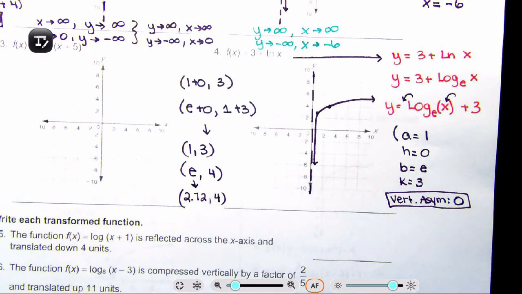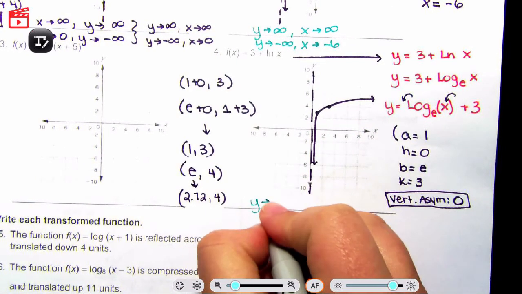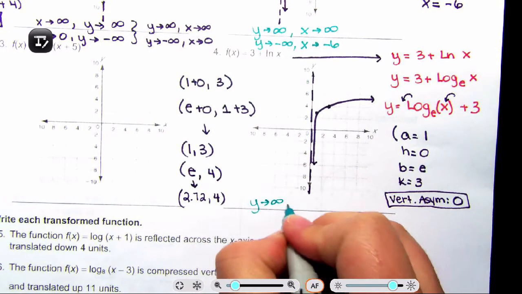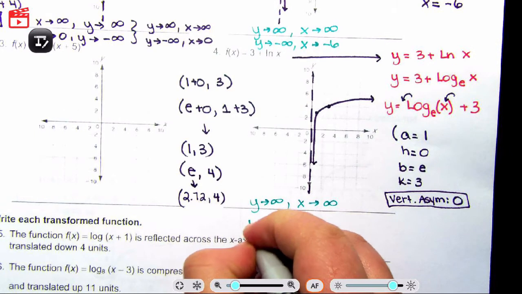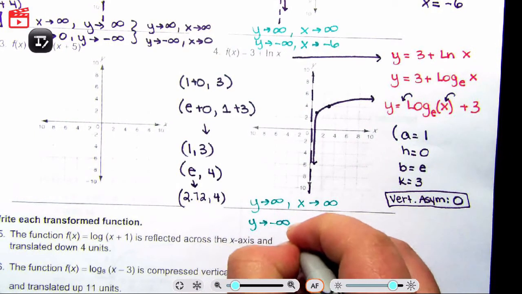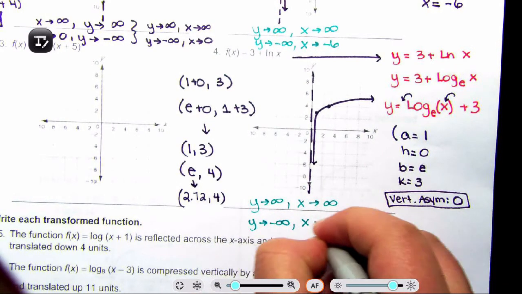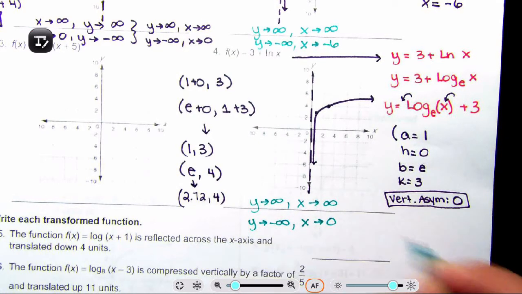All right, let's do our end behavior. So as y gets super duper big, you should be noticing a pattern here, x gets super duper big. And then as y gets super duper small to infinity, what happens? Well, we approach our vertical asymptote towards 0.